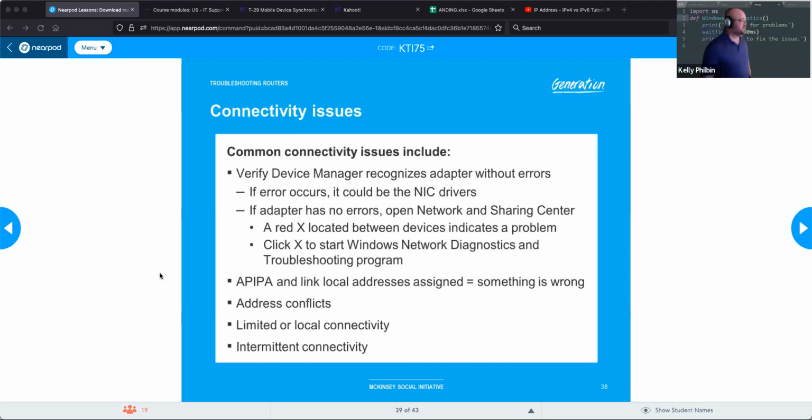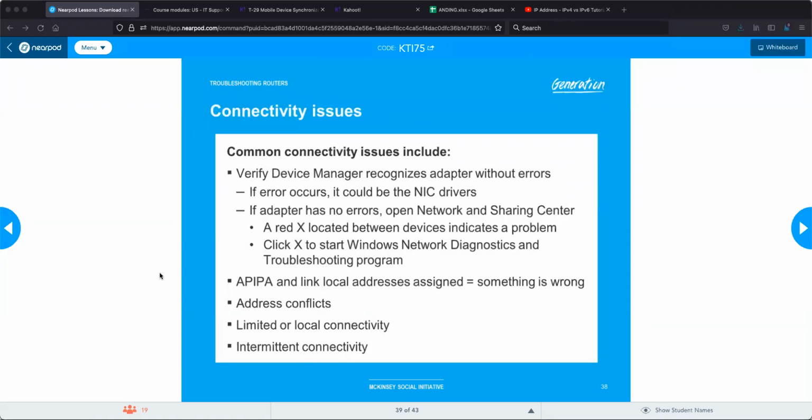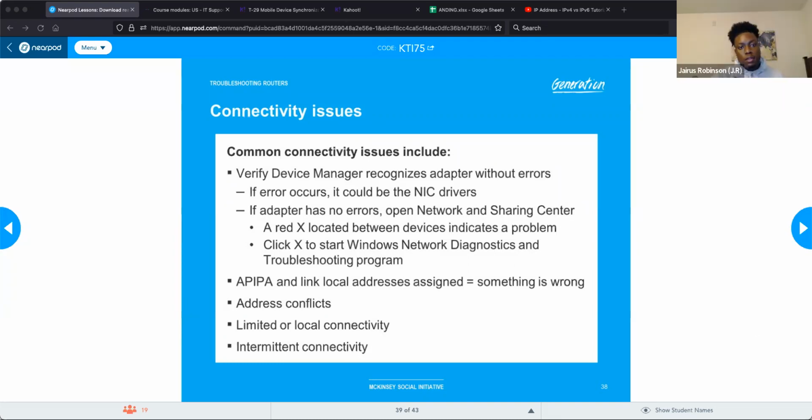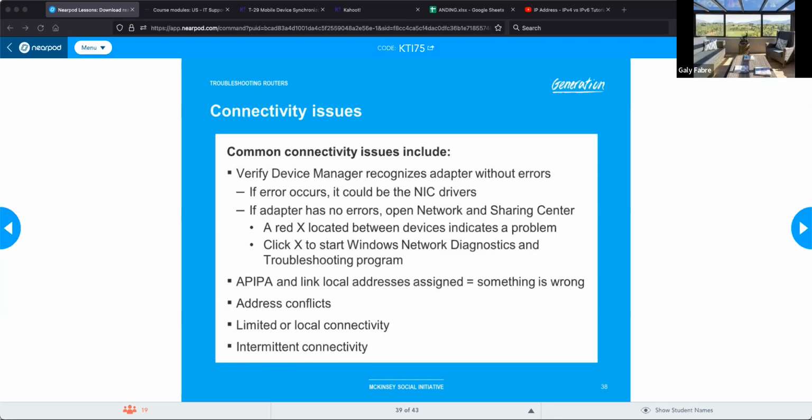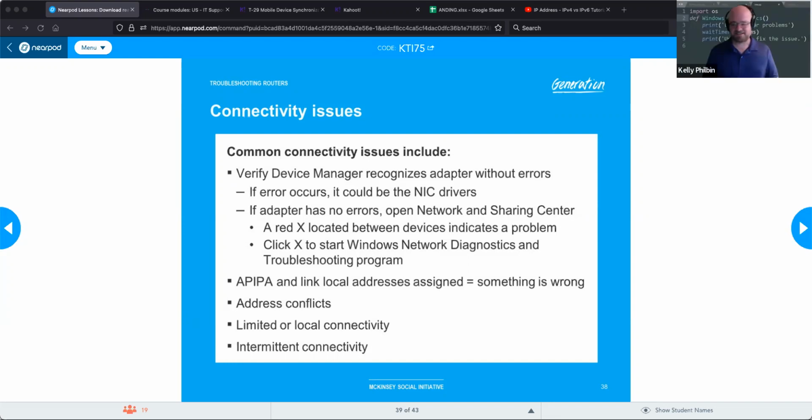If you get an APIPA address, it means likely you're not connected to your DHCP, but you can do some troubleshooting from there. What does the APIPA address start with? 164. Close. 169. 127? It's 169.2, what was it? 169.254. There we go. Beautiful. So 169.254.